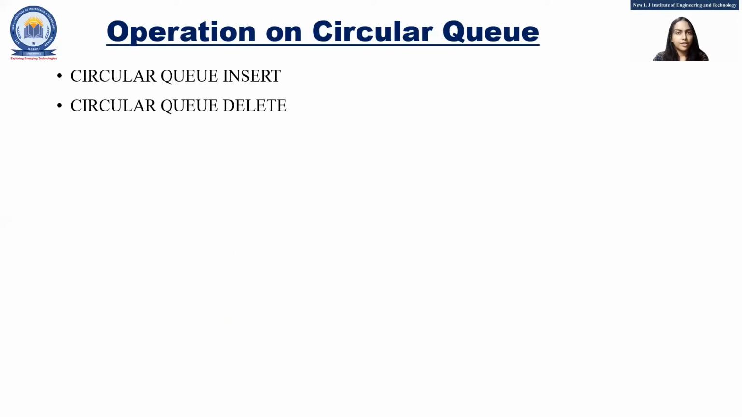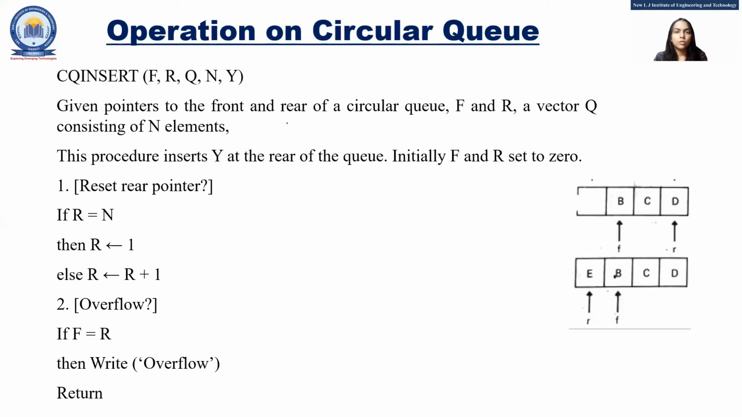Now let us see the operations on circular queue. So circular queue insert, and then we have circular queue delete. So what is the algorithm for circular queue insert? We require 5 things. We require Q in order to insert element. F and R are front and rear pointers. N is the size of the queue, and Y is the element we need to insert, right? So F and R are initially set to 0.